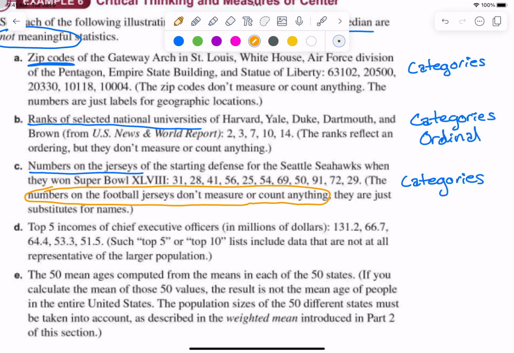Top 5 incomes of CEOs. Okay, now this is important. This is a good one. The top 5 incomes of CEOs are 131.2, 66.7. These are all in millions of dollars, okay?